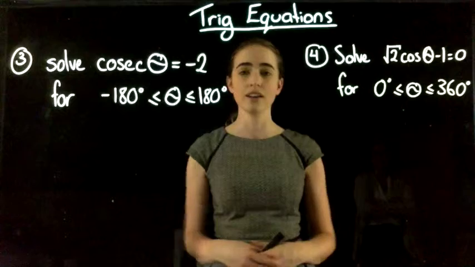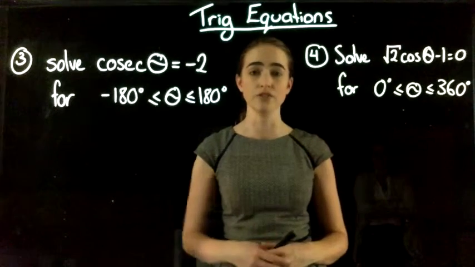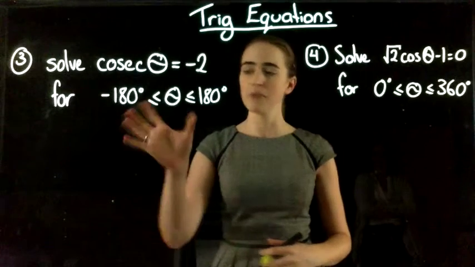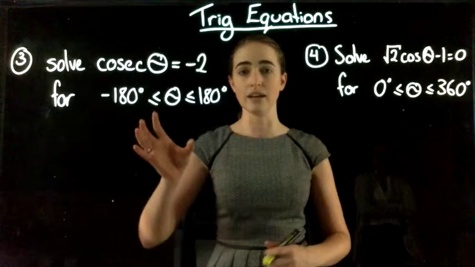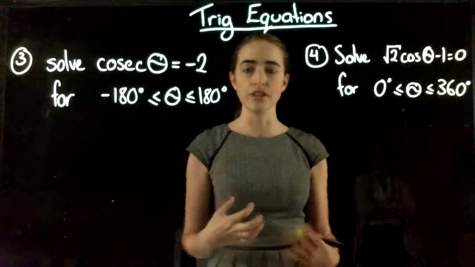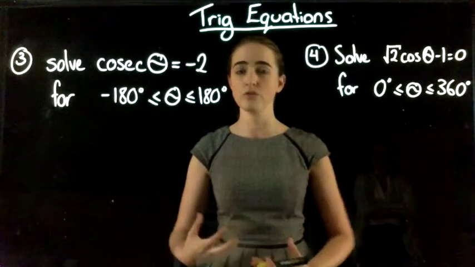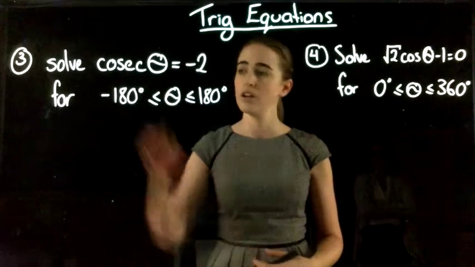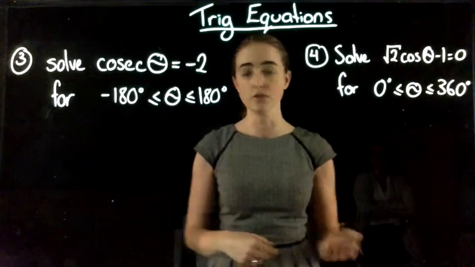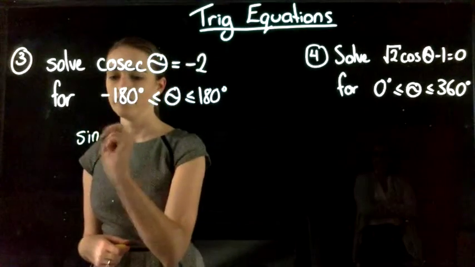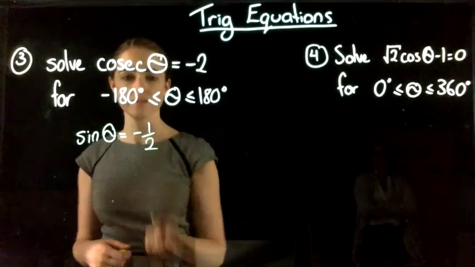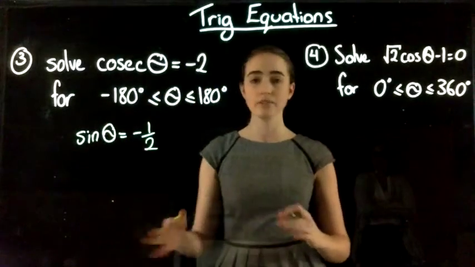Our third example asks us to solve cosec theta equals minus 2 within the domain minus 180 degrees to 180. So our domain's a little bit different this time, so we're going to have to be careful with that. We've also got cosec theta equals minus 2. That's one of our reciprocal ratios, and as often as we can, we try and transform that back into one of the ratios that we know. Cosec is related to sine. So instead of cosec theta equals minus 2, we can write sine theta is equal to the reciprocal of minus 2, which is minus a half. Then we can draw our diagrams and figure it out.